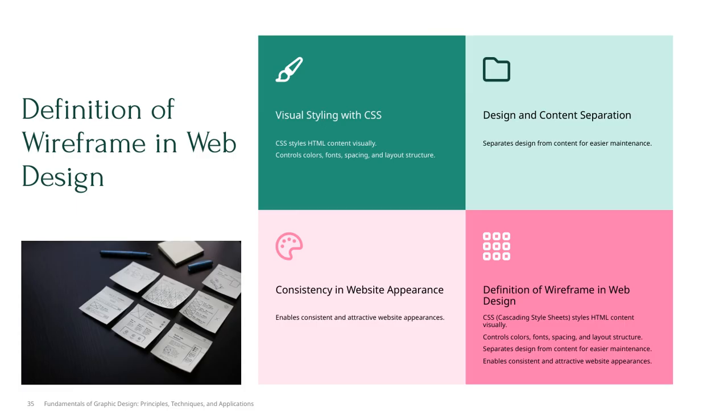CSS plays a crucial role here by separating the design from the actual content. This separation makes it much easier to update styles without touching the underlying content, simplifying maintenance. So, to sum up, CSS is what makes our websites visually appealing and consistent.